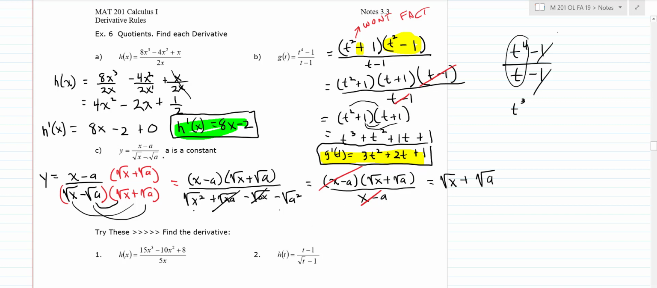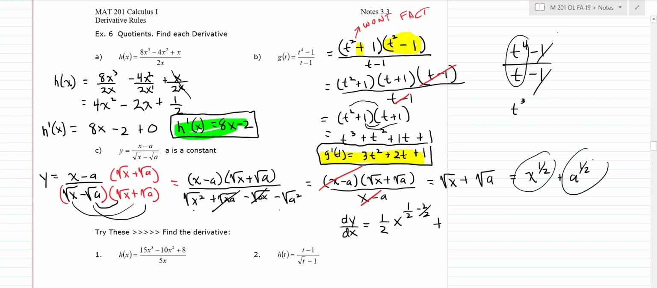So we're doing the derivative of y. You can either write y prime or you can write dy over dx. Well, you would want to write this as x to the 1/2. And you could write it as a to the 1/2 if you want to, but you don't really have to. I'll explain why. So this derivative by power rule would be 1/2 x to the 1/2 minus 1. What do you think the derivative of this is?